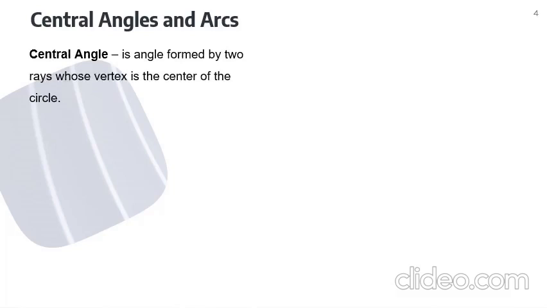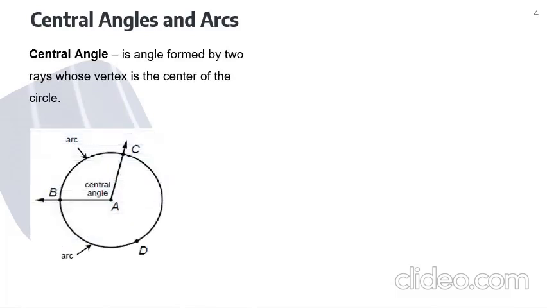Central angles and arcs. Recall that a central angle of a circle is an angle formed by two rays whose vertex is at the center of the circle. Each ray intersects the circle at a point dividing it into arcs. Look at the figure below. We can name the circle as Circle A.